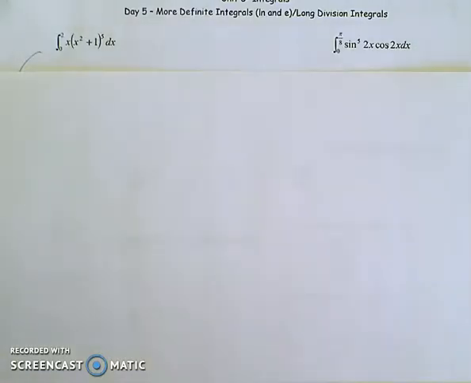Hey everyone, and welcome to the last day of Unit 8. And I know it says long division integrals. We're not going to do those. We're going to do the first page of u sub integrals, but looking at definite integrals.